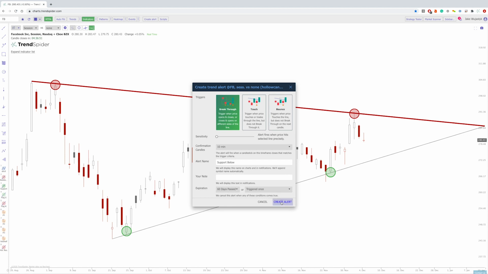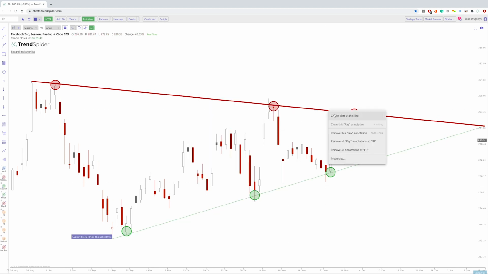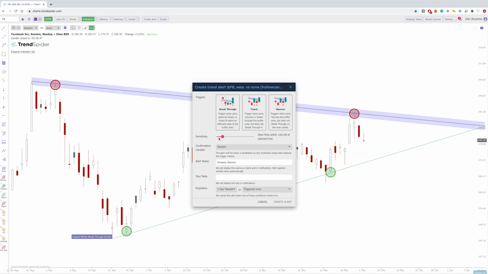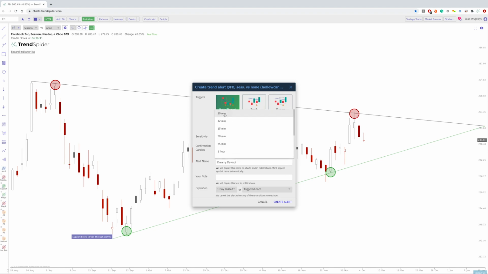We create the alert, we right click the upper part here, same thing. We don't really need sensitivity when using a breakthrough because the price actually just has to break through that particular line. So when we click breakthrough here, you'll see the price action, same thing. If it breaks through this line and closes through that line based on the 10-minute chart, that's what the confirmation candle here is for.